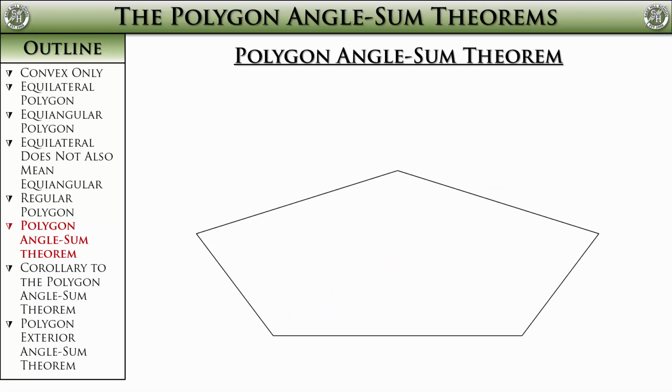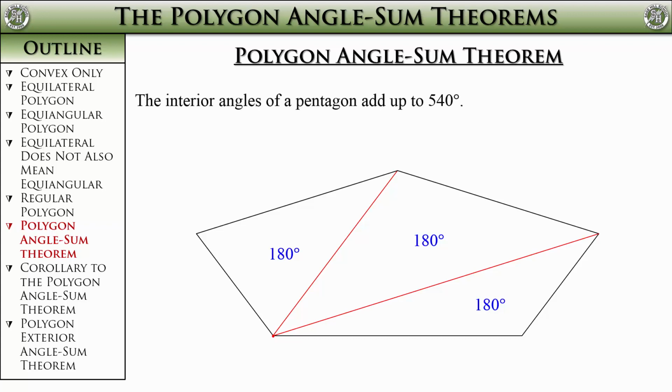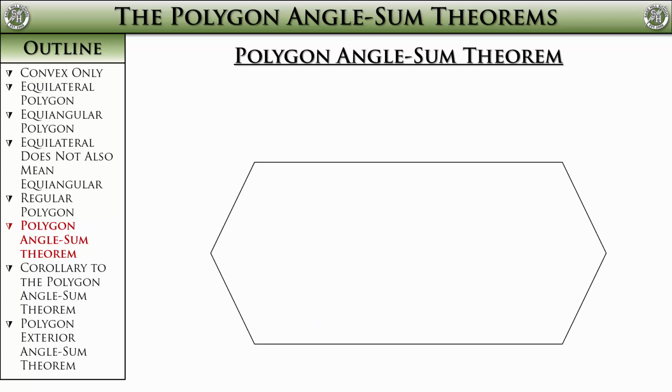Moving on up, we have a pentagon here. This process works just like the quadrilateral. First you choose one of the vertices. Then you draw all of the diagonals that you can from that one vertex. This splits up the polygon into triangles. Here the pentagon has been split up into 3 triangles. Each triangle's angles add up to 180 degrees. 3 times 180 degrees is 540 degrees, so we can say that the interior angles of a pentagon must add up to 540 degrees.